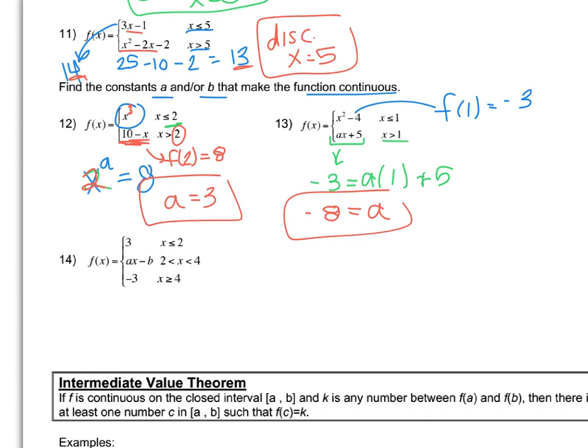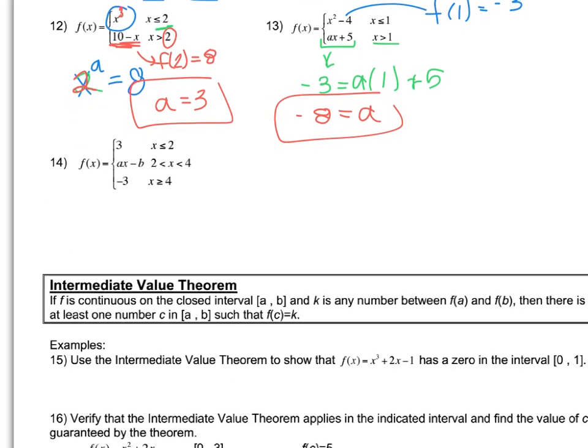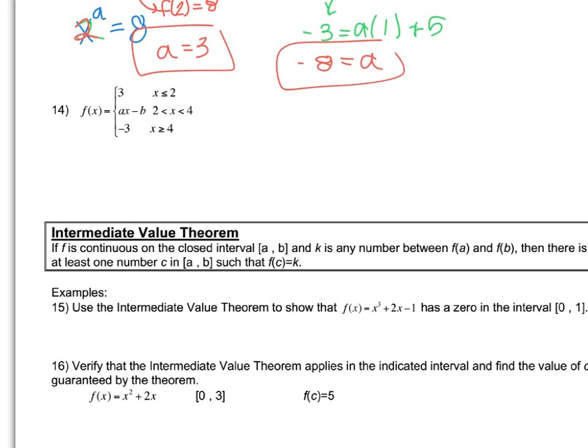All right, this last problem, number 14, is another piecewise function, but this one will be a little more challenging because it has 3 pieces and it's got 2 unknown variables. So we know that the first piece here, the function is just 3 itself. So the graph of this piecewise function is a horizontal line. As long as x is less than or equal to 2, it's just a horizontal line at 3. As long as x is greater than or equal to 4, we've got another horizontal line at negative 3.